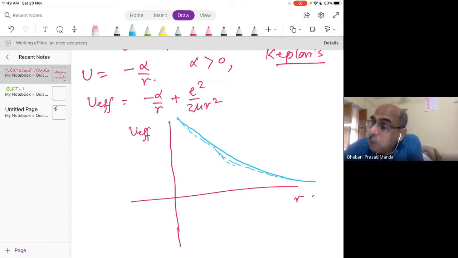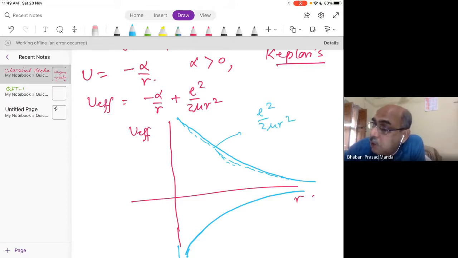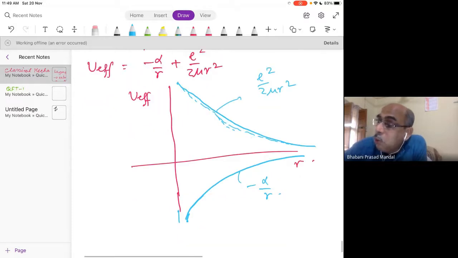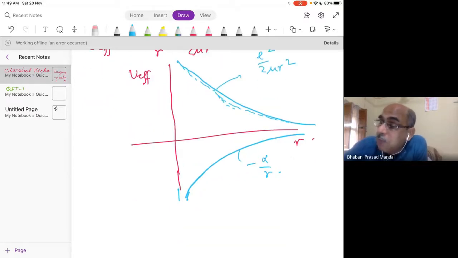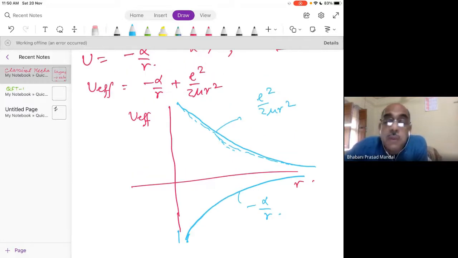Now what about the minus 1 over R graph? Alpha is a positive constant, so everything will be negative. For R equal to 0 it will be minus infinity, and for R very large it will also be negative but going to 0 from the negative side. So this curve is L square by 2 mu r square, and this curve is basically the alpha by r curve. So what will be the actual curve? U effective will somehow add up these two curves.